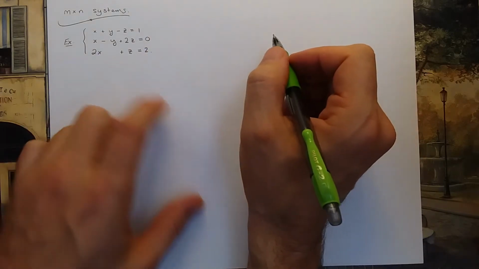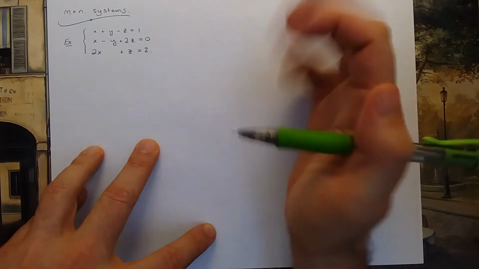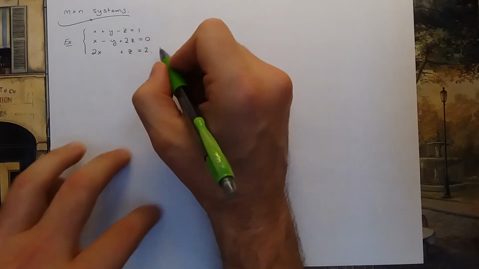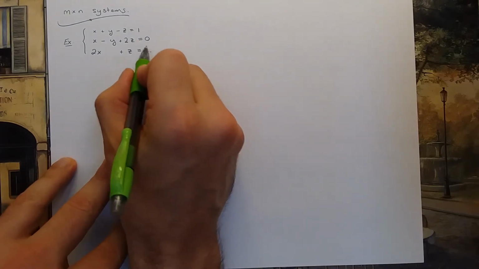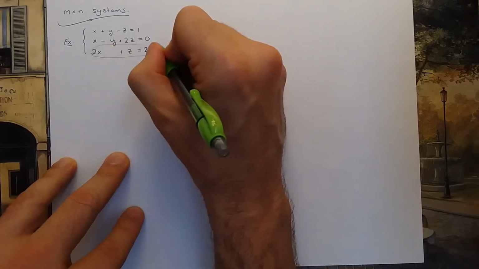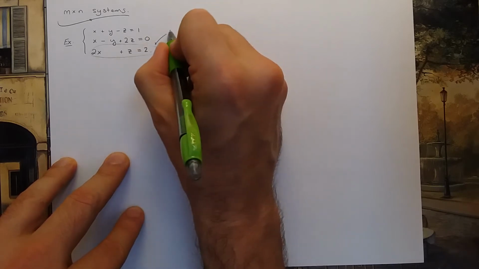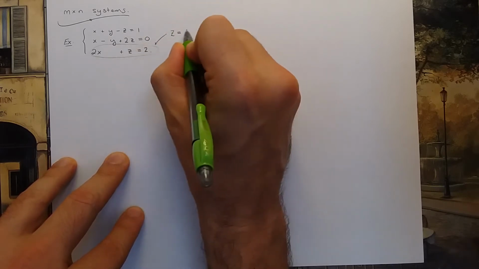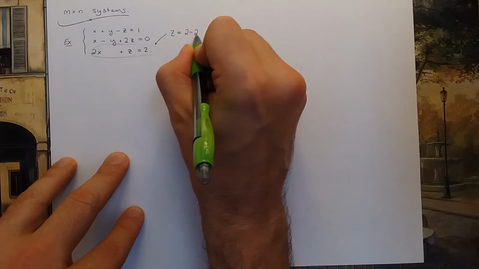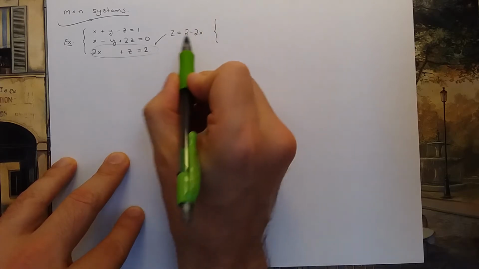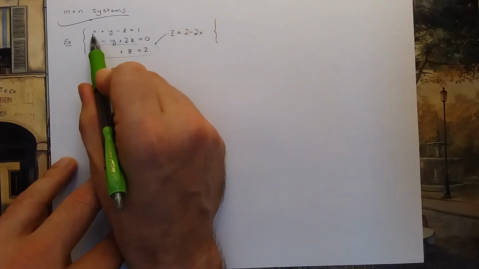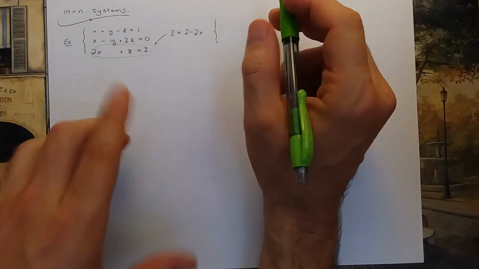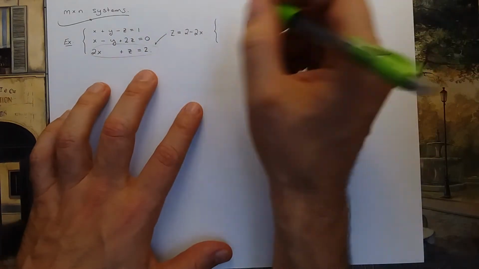So for this example, I think I'll generalize the substitution approach. If I do the substitution approach, I'm going to take the bottom equation and solve for z. If I write this in terms of z, I get z is equal to 2 minus 2x. Then I could take that choice of z and plug it into the first two equations to get a 2 by 2 system, which I know how to solve.